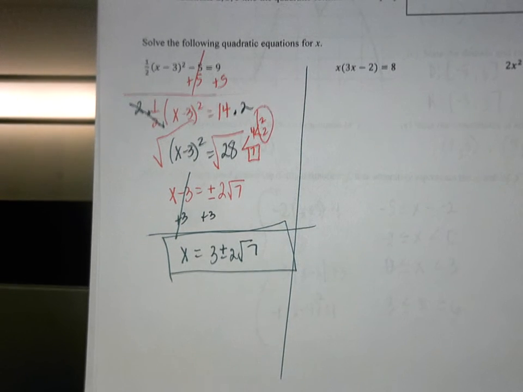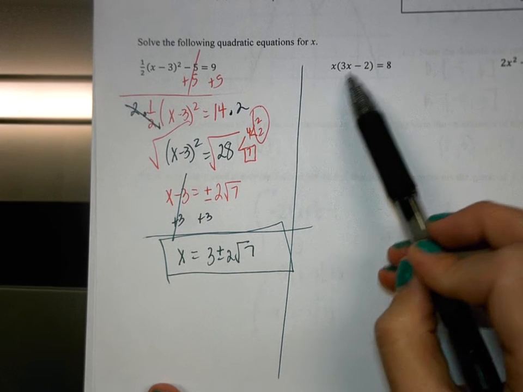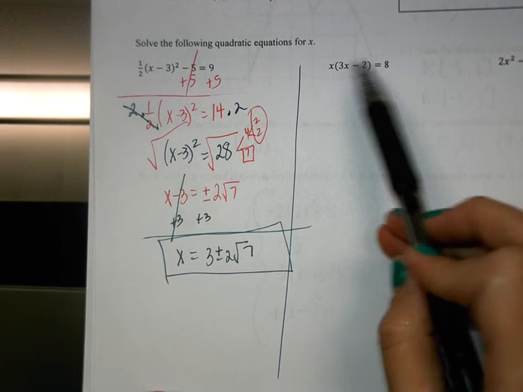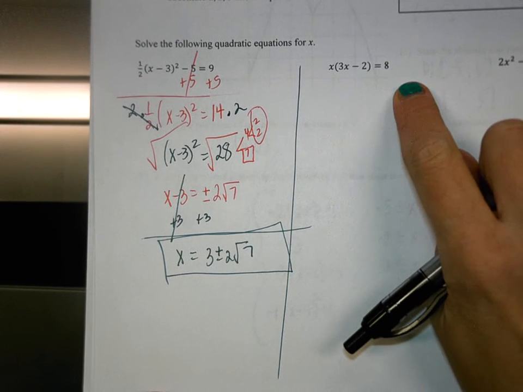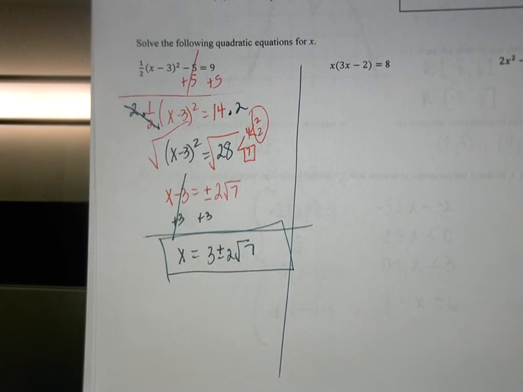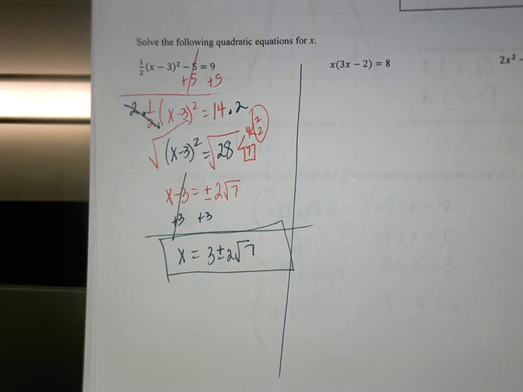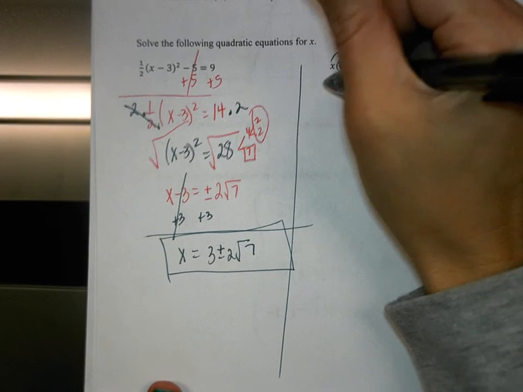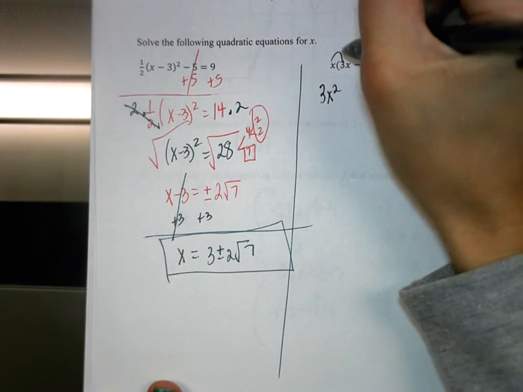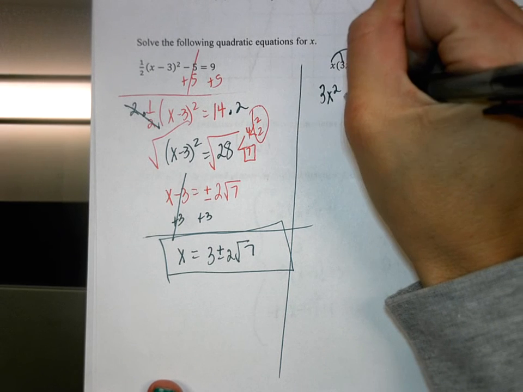Next one. Can I use these as the two factors and go x equals 8 and 3x minus 2 equals 8? Can you ever do anything like that? No. When we do something like this, the factors are set equal to 0. Since this is not set equal to 0, we have to multiply it all out and set it equal to 0. So we're going to start by distributing the x. So x times 3x makes 3x squared, good. X times negative 2 is negative 2x equals 8.